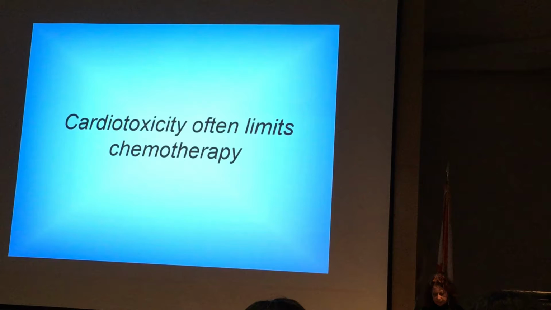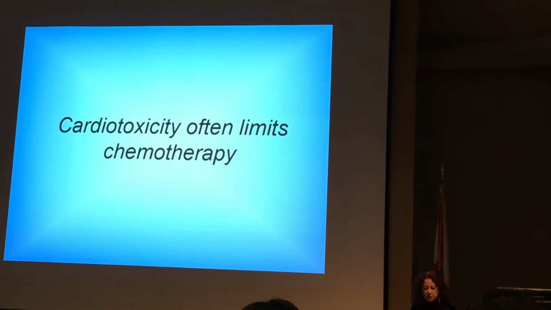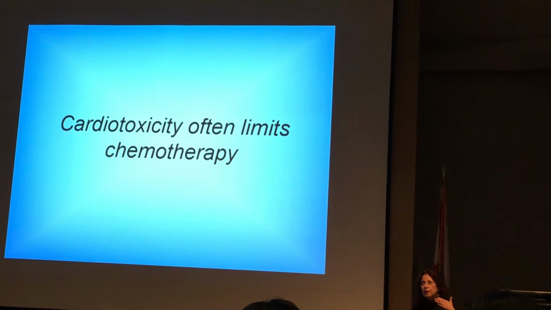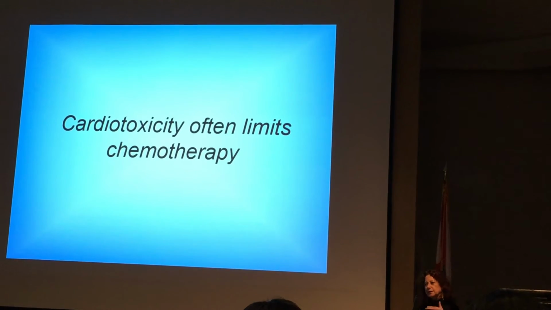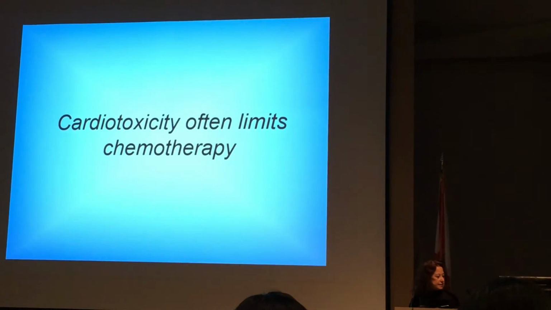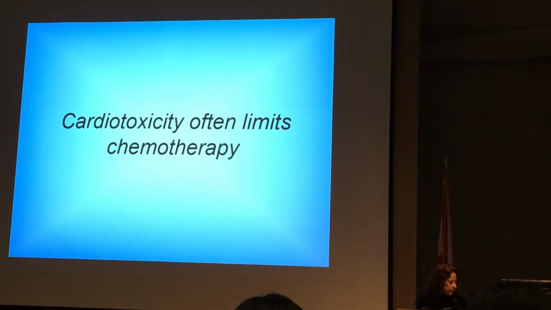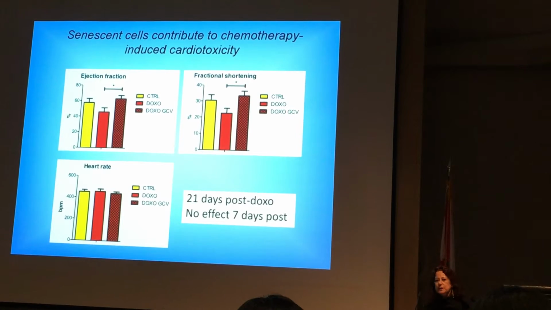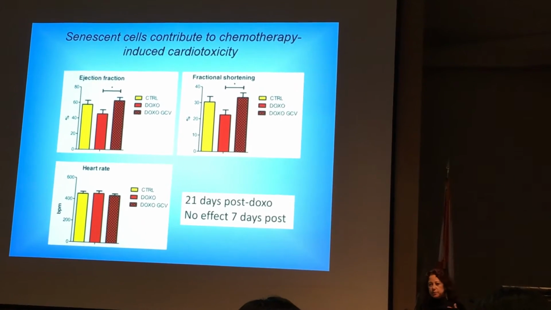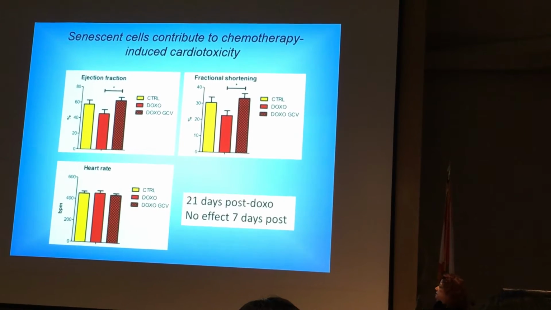Now, the second problem with chemotherapy is it's often limited by cardiotoxicity. In fact, often the amount of chemotherapy that a physician can give a patient is limited by the cardiotoxicity, and we can measure this in the mouse. So we can take a mouse and give it chemotherapy, in this case doxorubicin, which is an anthracycline. Those are the worst drugs for cardiotoxicity.